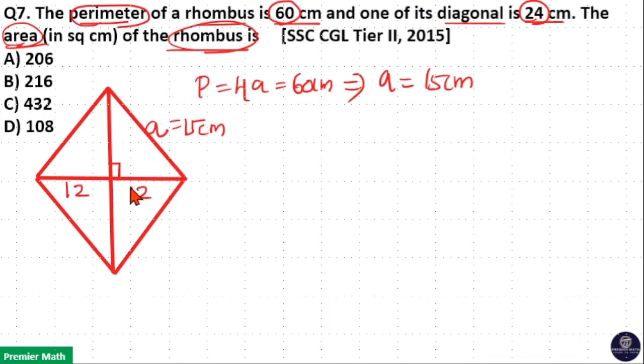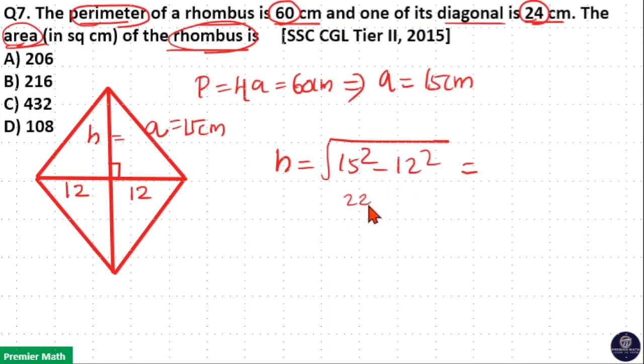Now we have 2 sides of a right angle triangle. If I take the other side of this triangle as the height h, then since this is a right angle triangle, h is equal to the square root of 15 squared minus 12 squared, by the Pythagoras theorem. 15 squared is 225 and 12 squared is 144. So 225 minus 144 is 81, and the root of 81 is 9. So h is equal to 9 centimeters.